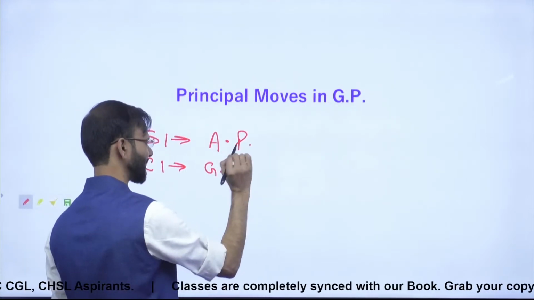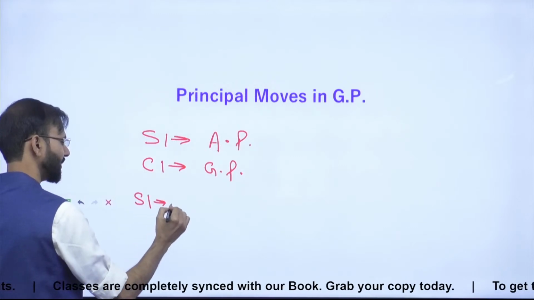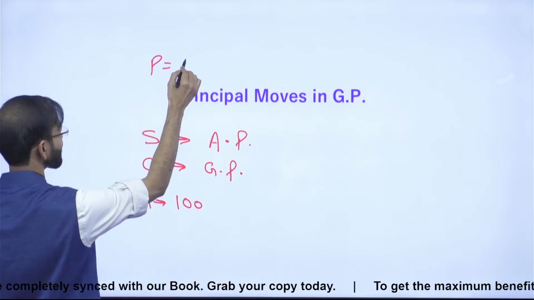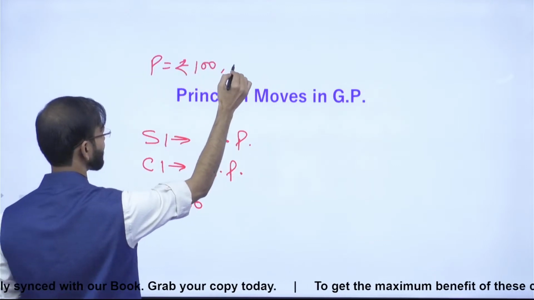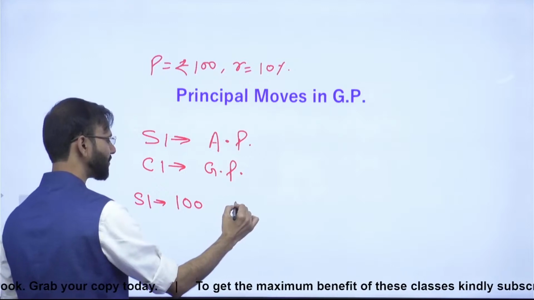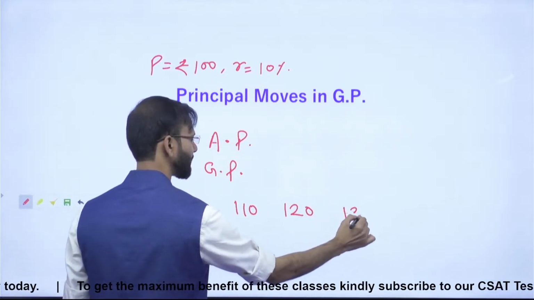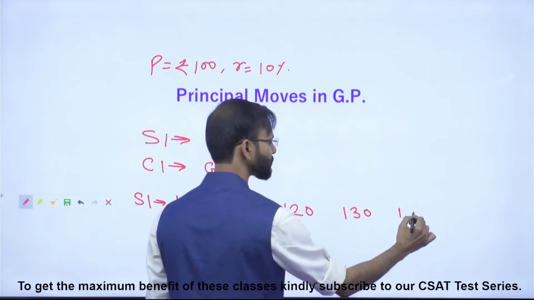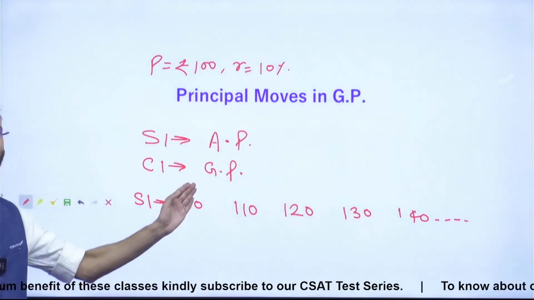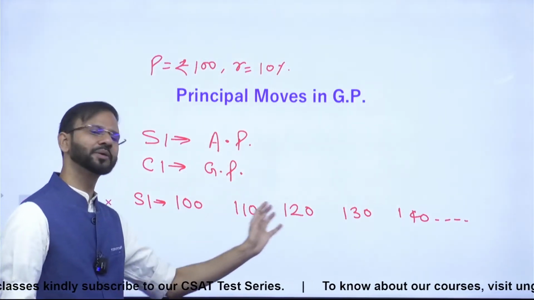देखिए, मैं एक बार फिर से क्लियर कर देता हूँ. In case of SI, everybody, if you have deposited 100 rupees, right? Let's say the principal is rupees 100 and the rate of interest is 10% per annum. Fine. So after 1 year it will become 110. After 2 years it will become 120. After 3 years it will become 130 and 140 and so on. So this is the case of, guys, simple interest, right? In simple interest, this is an arithmetic progression.